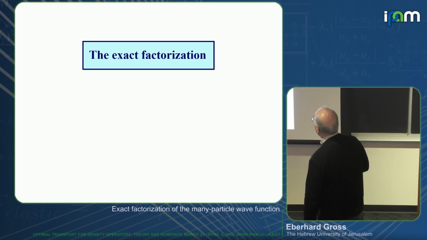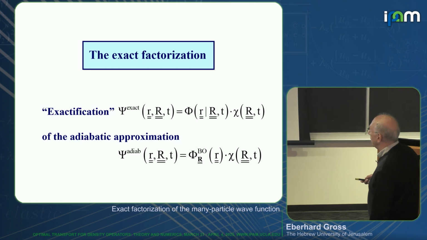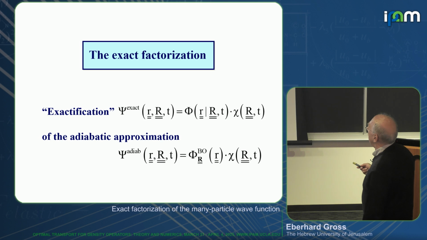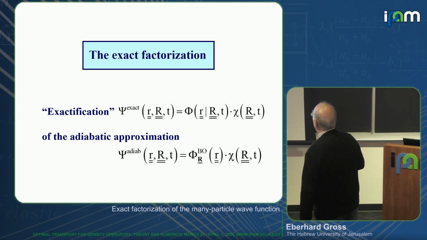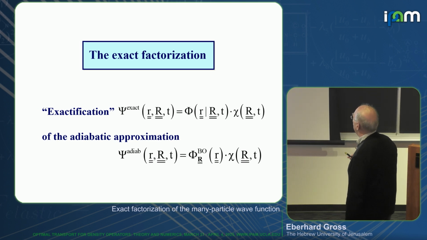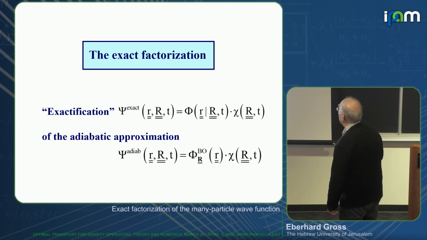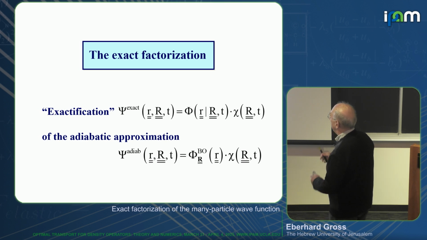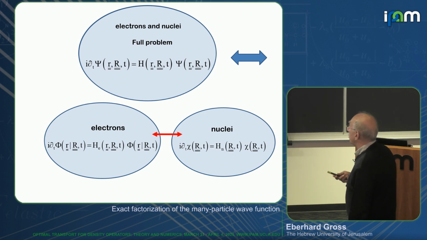Okay, so the way we approach this problem is what became known as the exact factorization. This is a way of writing the full electron-nuclear wave function as a single product. So it's like the adiabatic approximation. There's a nuclear wave function, like in the adiabatic approximation, but here the electronic one is different. It is, first of all, time-dependent, and it's not a Born-Oppenheimer state. So it's different.